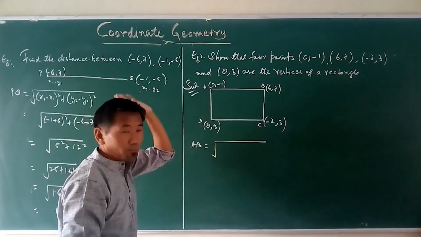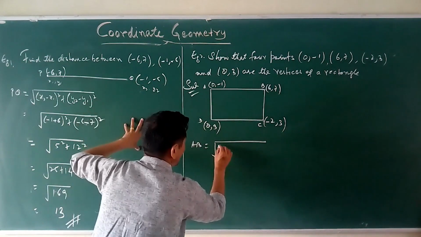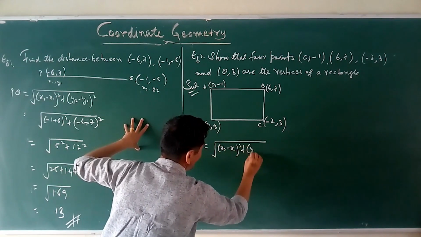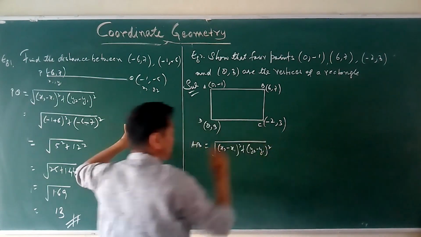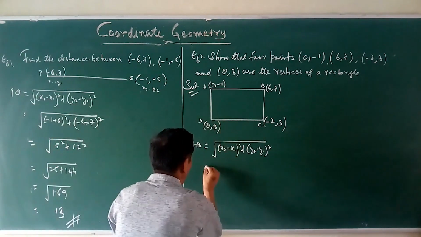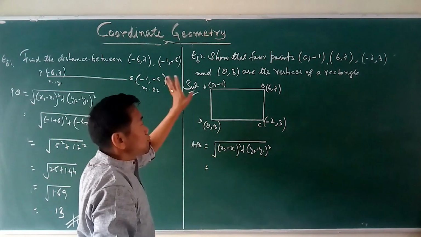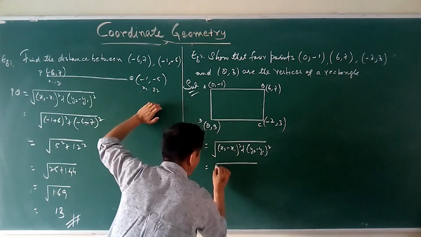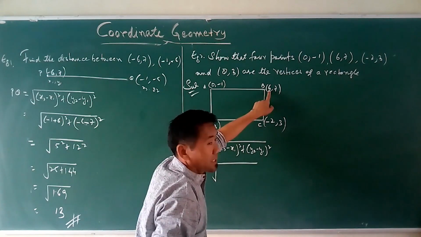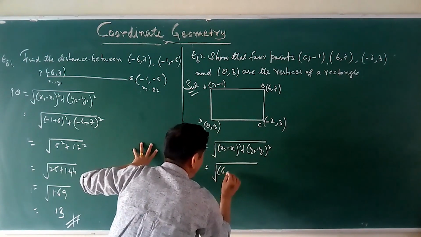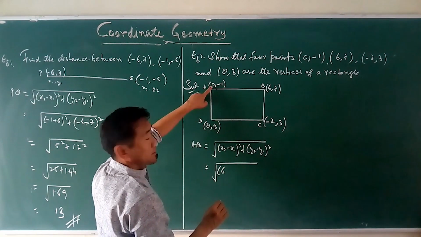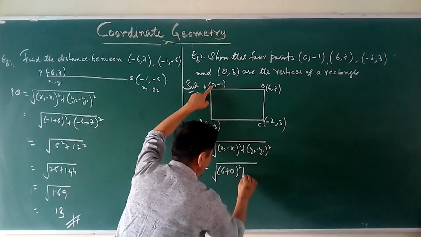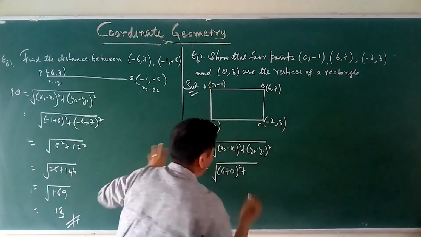So take the formula: the square root of x2 minus x1 whole square plus y2 minus y1 whole square. Here x2 is 6 and x1 is 0, so 6 minus 0 whole square. Next, y2 is 7.